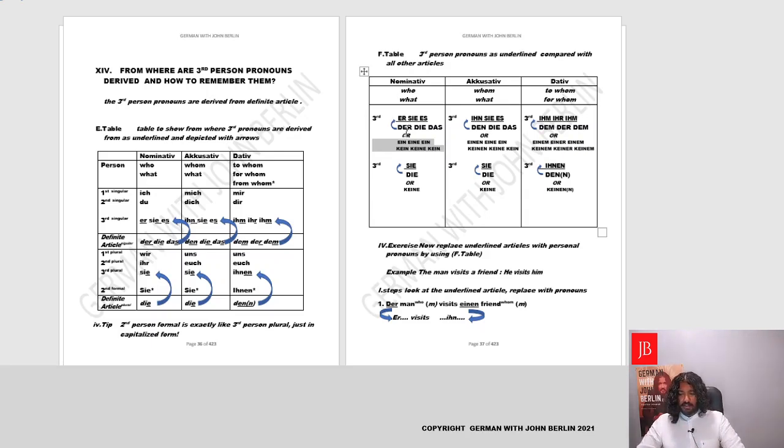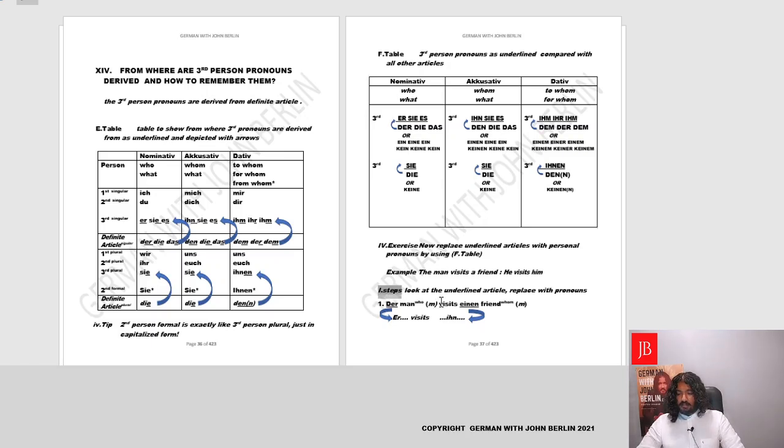Wherever you see der, you need to write er. Wherever you see den, you need to write ihn or sie and so on. Yes. That means accordingly, we just need to switch the articles to pronouns. Let's find out. There is an example here.